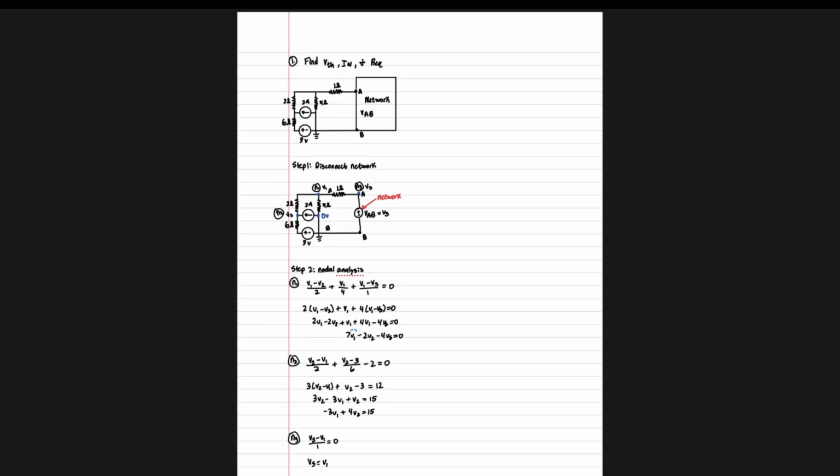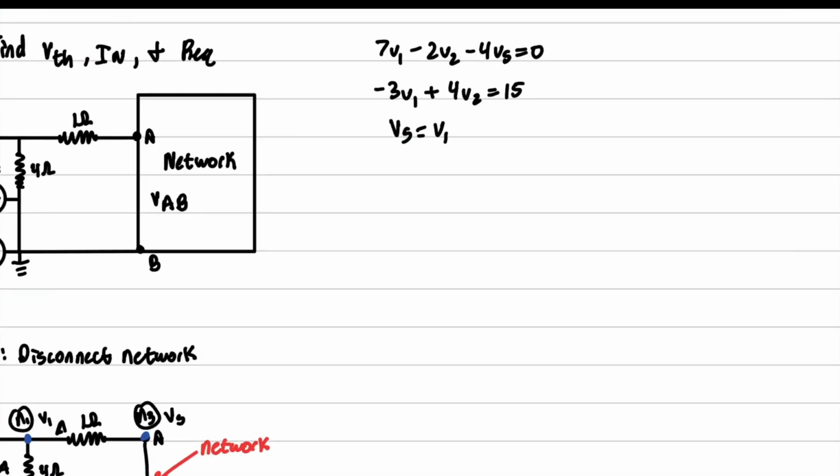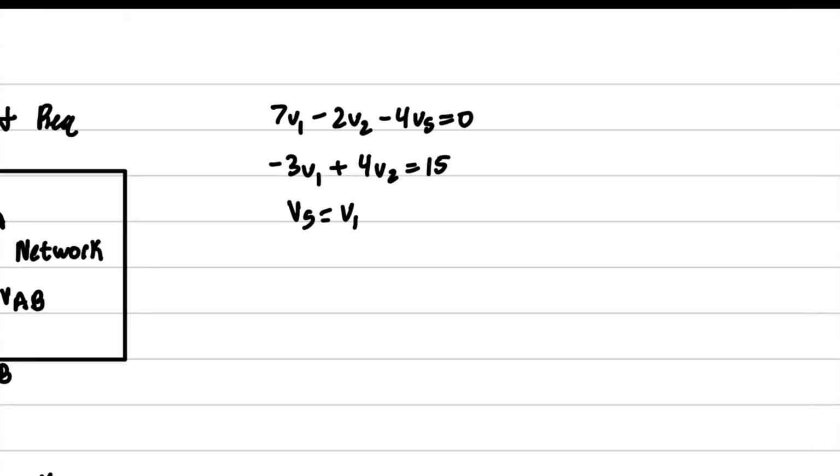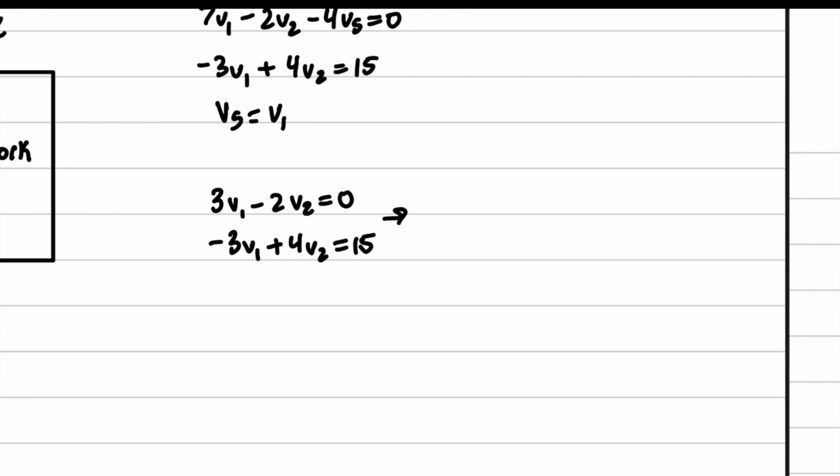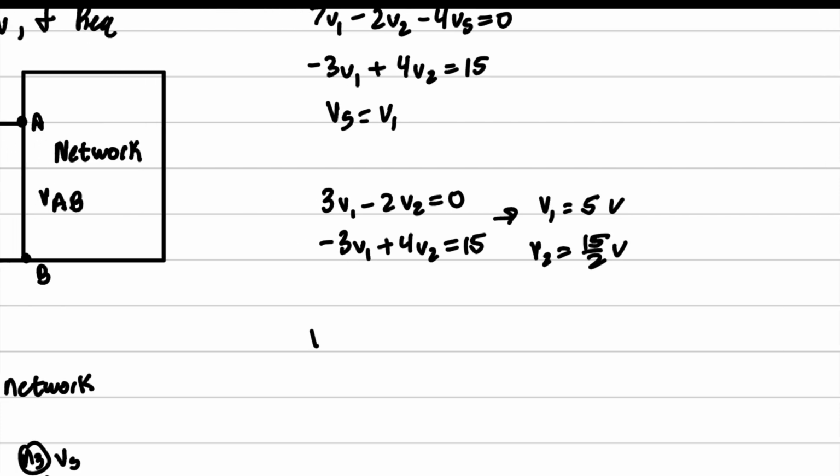Let's go ahead and move these guys up here. I'm going to plug in Vs to be V1, I'm going to plug V1 to be Vs, and we'll just solve for V1. And if we put this into the calculator, we get that V1 is equal to 5, V2 is equal to 15 over 2 volts, and therefore V Thevenin is equal to 5 volts.